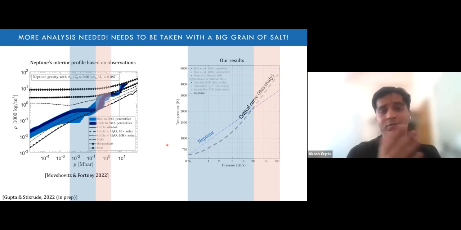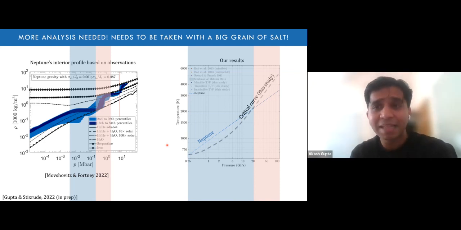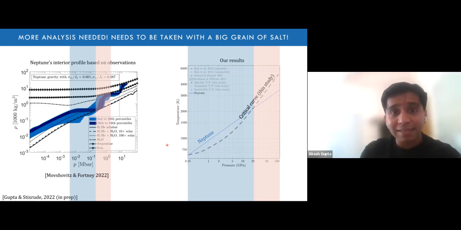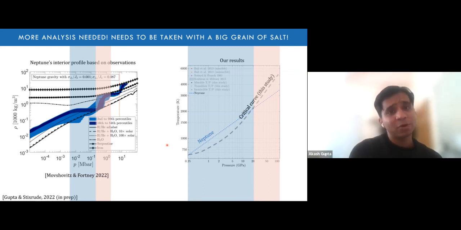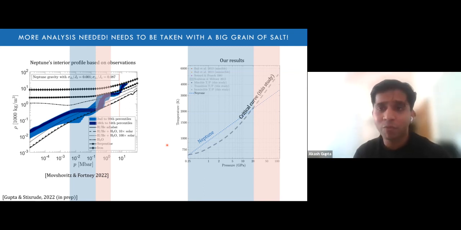So this is really exciting, that what we are finding here could be an explanation for what we are seeing in these observations. That being said, more analysis is needed. This needs to be taken at the moment with a big grain of salt, but it is something we are working towards.